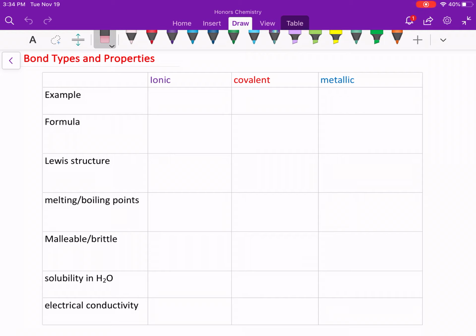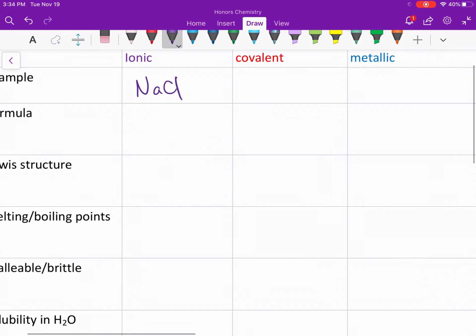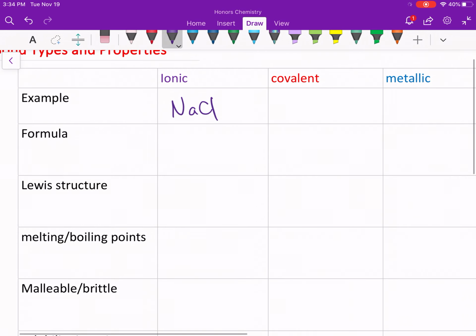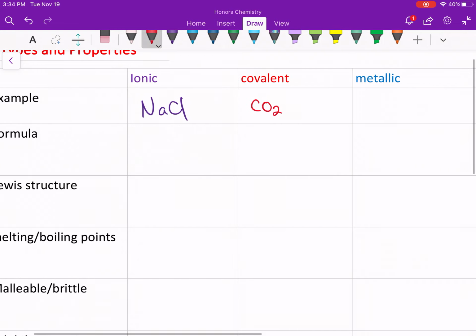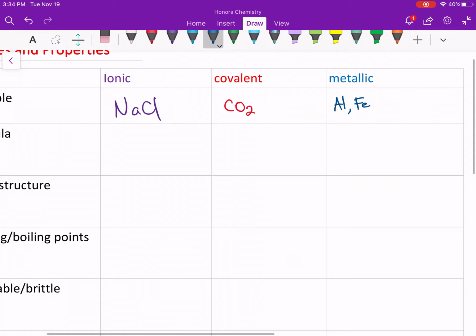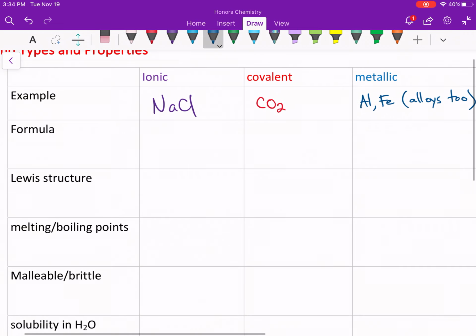Okay, so let's start with an example of each type. A classic example of an ionic compound would probably be sodium chloride, NaCl. Whereas for a covalent example, maybe we'll go with carbon dioxide, CO2. For the metallic, we could go with aluminum, iron, a bunch of different metals. Don't forget though that alloys would be metallically bonded as well. So things like brass, bronze, stainless steel, those are alloys, but those are metallically bonded.